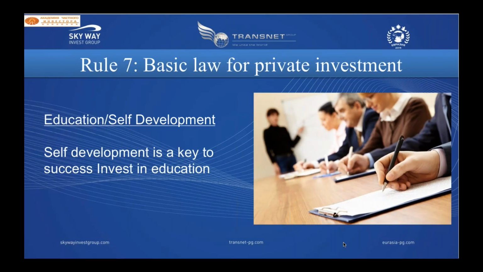Rule number 7, education, self-development. Self-development is the key to success. I already mentioned this. So make sure that you always have a separate pot where you invest in your own education.